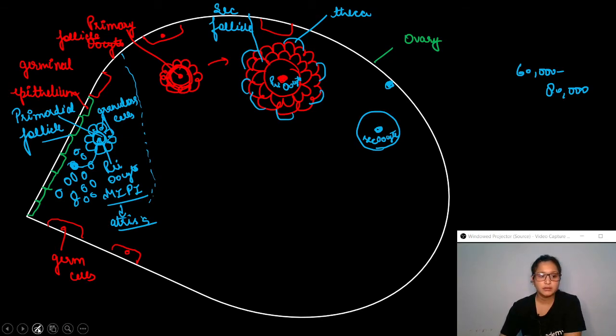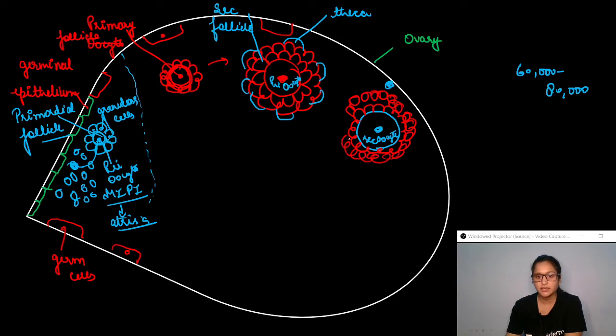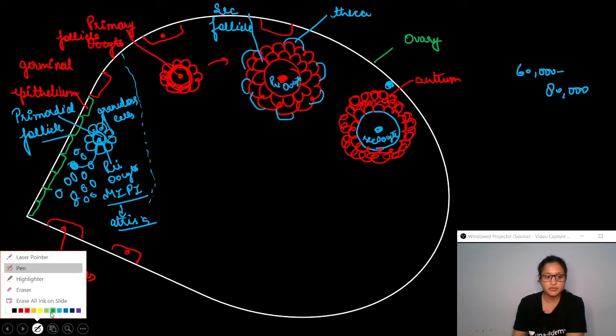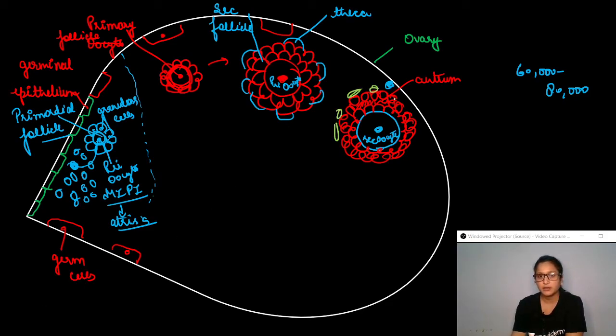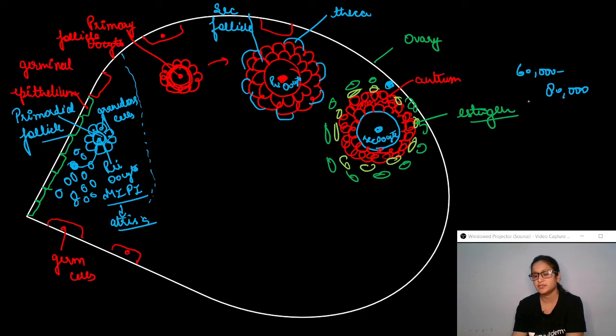Now this whole structure, which was the secondary follicle, is the tertiary follicle. Here you will see that a small cavity starts forming, and that cavity is called the antrum. This is the cavity called the antrum. The tertiary follicle has two theca layers, theca interna and theca externa. Theca interna secretes the hormone called estrogen. So this is what we call the tertiary follicle.